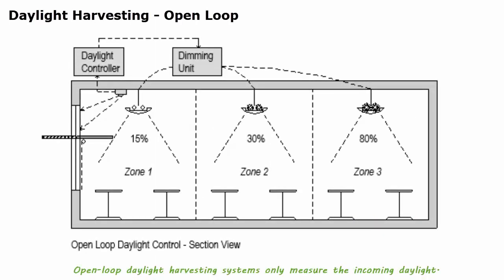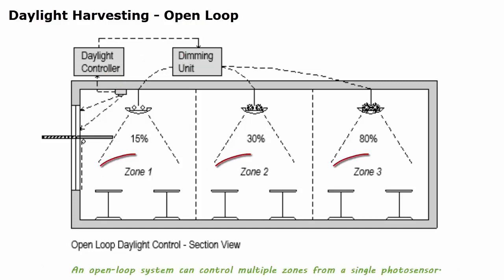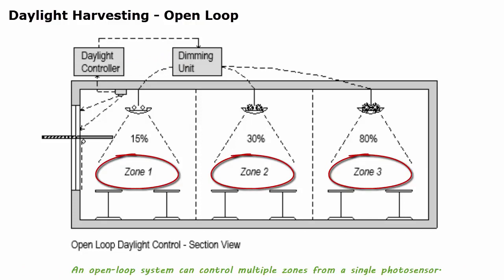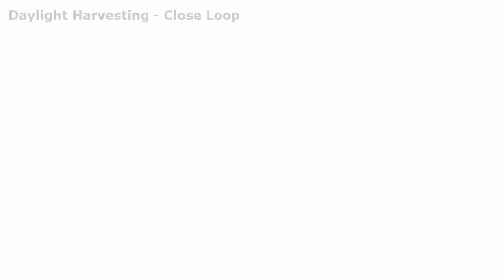Open-loop daylight harvesting systems only measure the incoming daylight. The photosensor can be mounted outside the building or inside near a window. If dimming is used, the sensor measures the incoming daylight and signals the controllers to proportionally dim the lights based on the incoming daylight contribution. An open-loop system can control multiple zones from a single photosensor. Therefore, open-loop systems are generally economical for controlling larger areas with multiple zones in dimming applications, such as an open office.